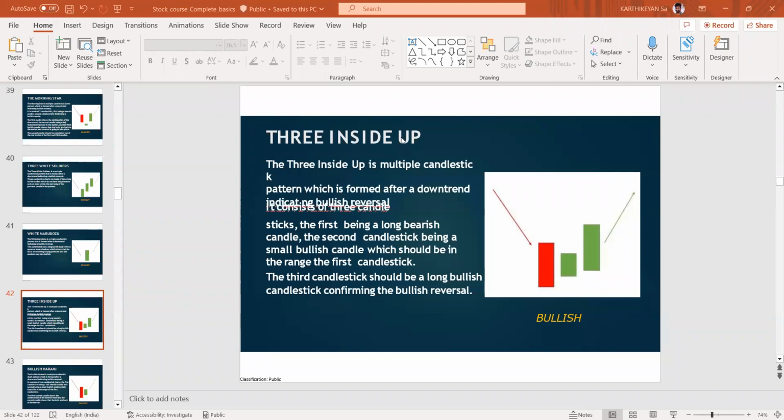Three inside up. Even this is a reversal candlestick pattern where a green candle is formed, then a red candle is formed, then subsequently two green candles are formed. These two green candles are like Marubozu candles, which do not have big wicks. This type of candlestick is somewhat rare to find. Similarly, if you combine this, it might look like an inverted hammer. Even this can be found at the support level only.